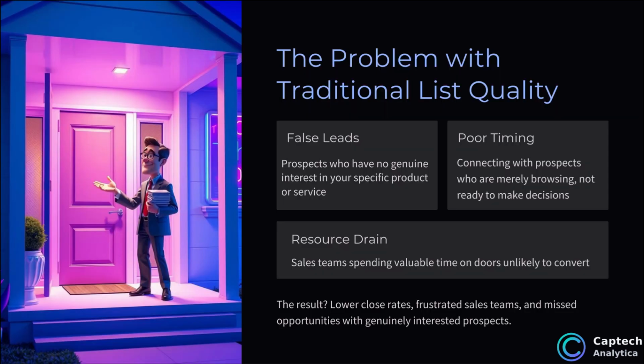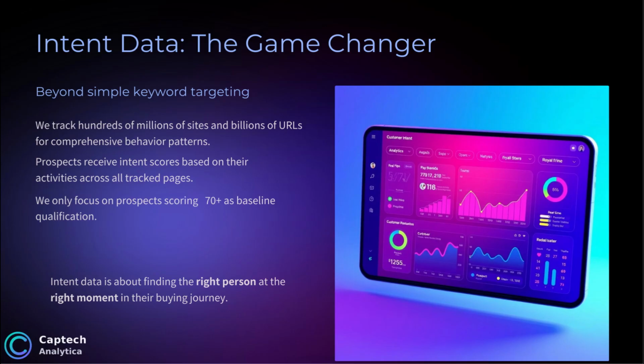This is why so many door-to-door reps burn time on bad leads. You get false positives, bad timing, and frustrated salespeople knocking on doors that will never convert. Now here's where intent data changes everything. Instead of looking at single searches or loose context, we track behavior across hundreds of millions of sites and billions of URLs. Every action builds a picture of buying readiness.